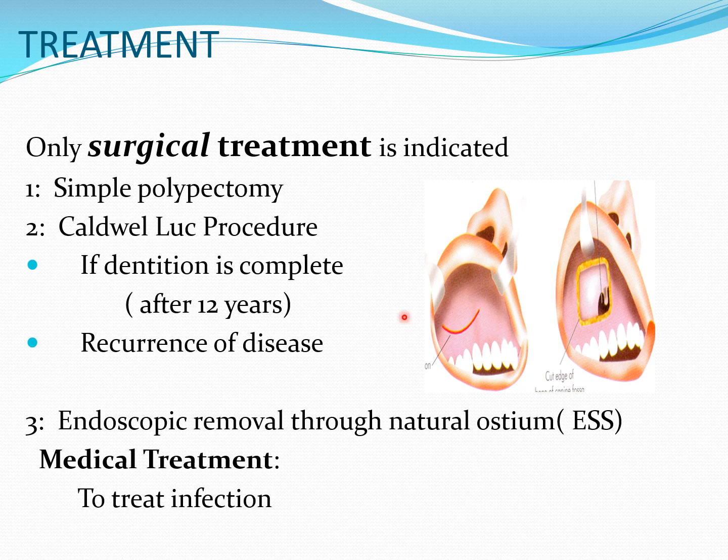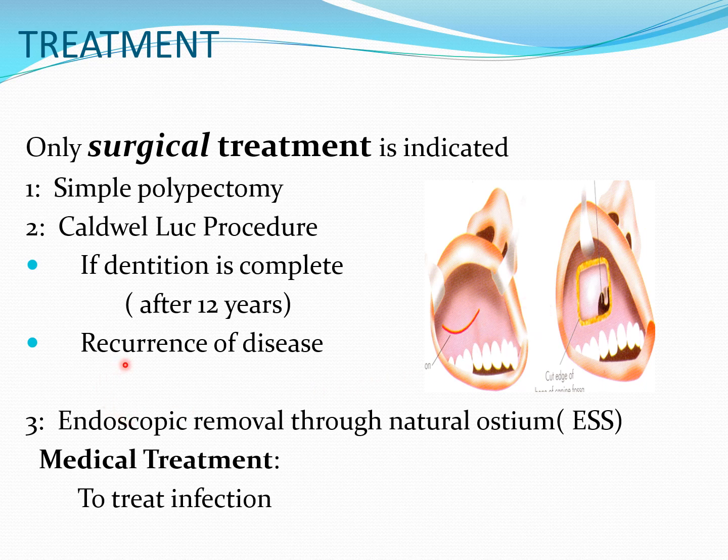For surgical treatment, simple polypectomy can be done. Caldwell-Luc procedure, if dentition is complete, that is after 12 years, we can do the Caldwell-Luc procedure. A sublabial incision is given and a hole is made in the anterior wall of the maxillary sinus and the polyp is removed through this. This is the Caldwell-Luc procedure.